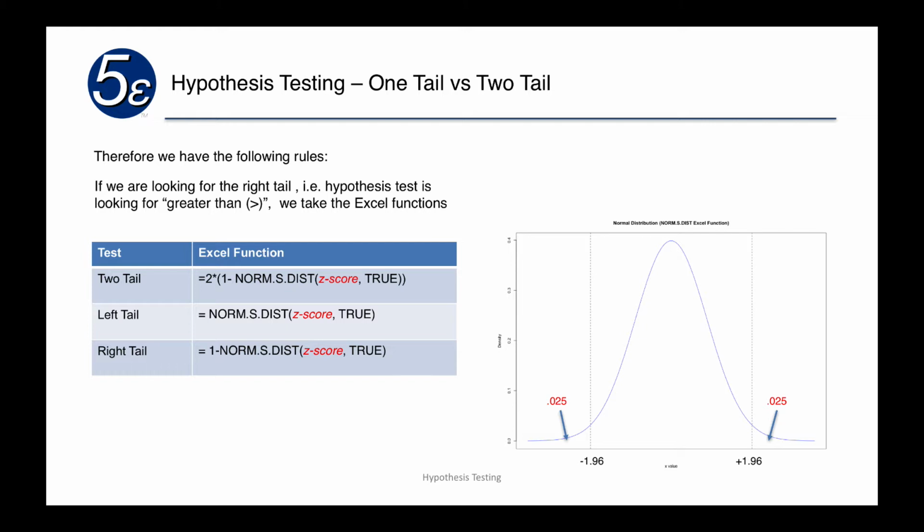If we're looking for a right tail test, we would take the z-score, put it into the norm.s.dist function, and again, that function by itself would give us everything to the left, so by taking 1 minus that, it would give us the area of the curve to the right.